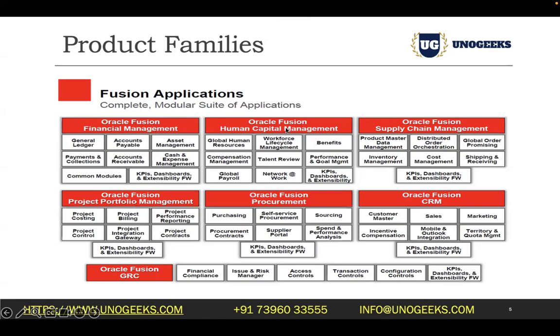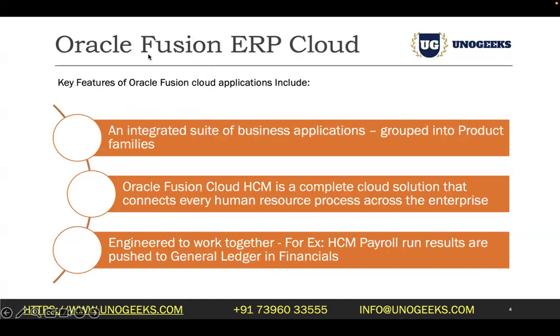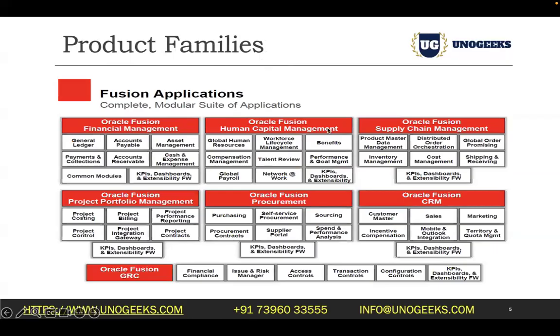And within each offering, you have individual modules. Say, for example, if you take financials, you have GL, AP, AR, etc. And if you take the case of HCM, you have global HR, payroll, compensation management, goals, performance, etc. So what exactly is Fusion Cloud application all about? Fusion ERP Cloud application is the #1 ERP product in the market today. And in Oracle Fusion ERP Cloud product, you have a lot of product families given by Oracle. And within each product family, you have different offerings.